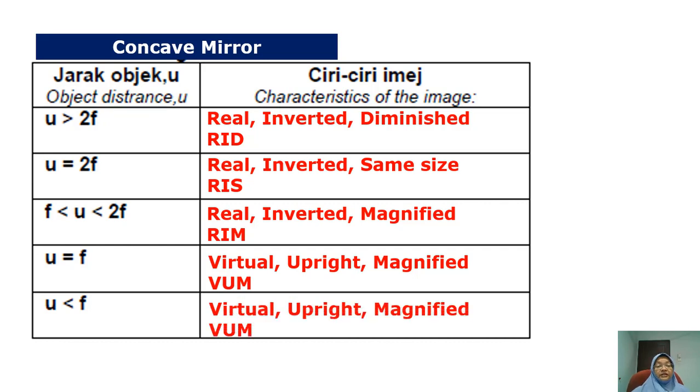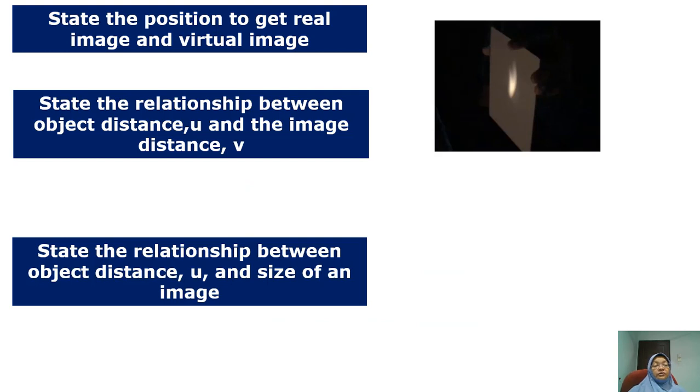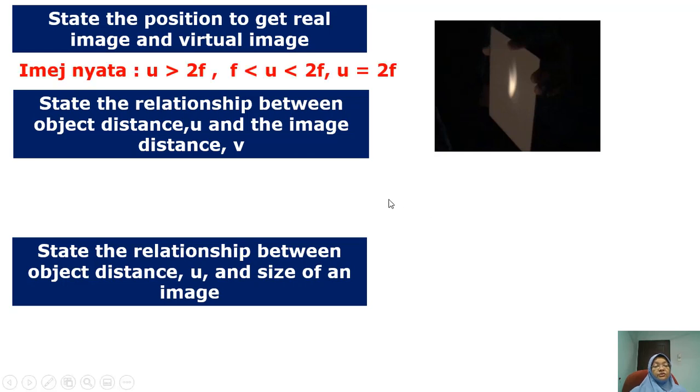Okay. Now, we go further. State the position to get a real image and a virtual image. Okay, for a real image, U must be larger than 2F, U in between F and 2F, or U equals to 2F. For a virtual image, U must be equal to F or U must be less than F.